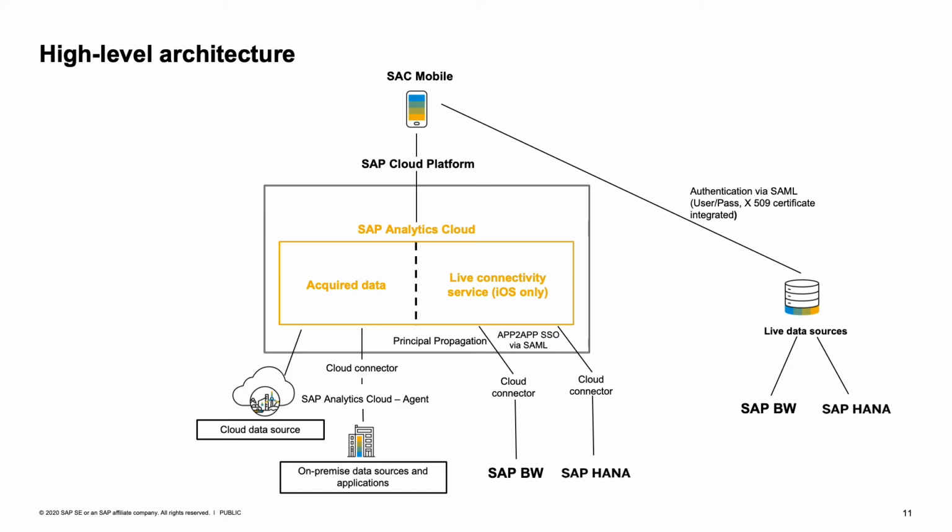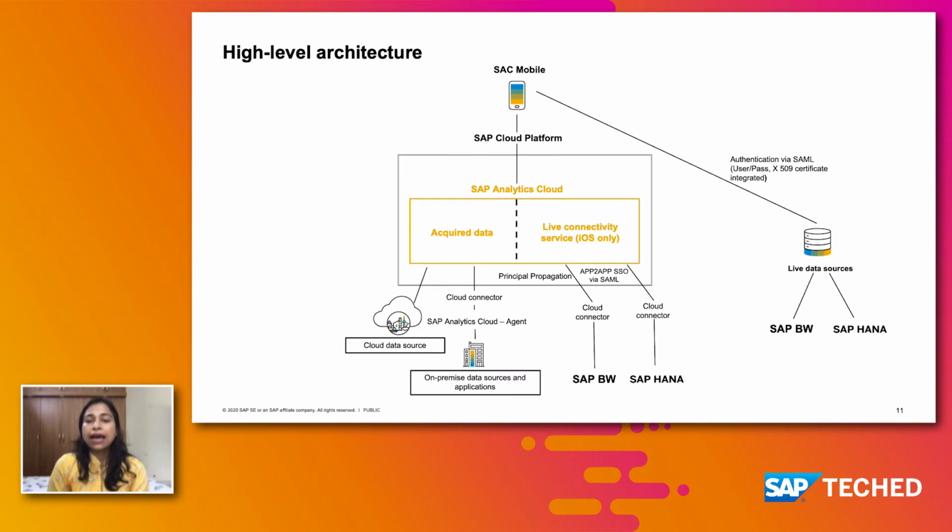Now let's understand the high-level architecture of both of these applications. SAC Mobile connects to the SAC tenant to surface the content from the cloud. Depending on whether you're using an acquired connection or a live connection, there would be either one logon or two logons: one to the SAC server and the other to the underlying data source. The app also has an application password, an additional security setting, so that if you've misplaced your device or it's in the wrong hands, you still need an additional application password, which is supported with Touch ID or Face ID, depending on the device. That is an additional setting provided as part of the mobile application.